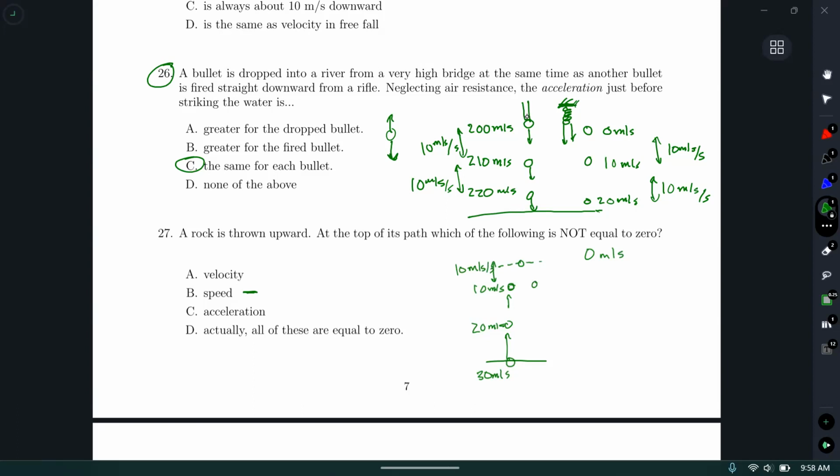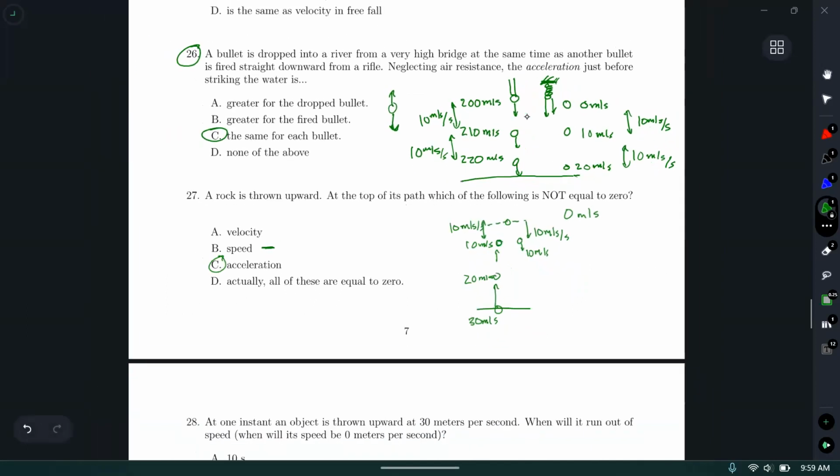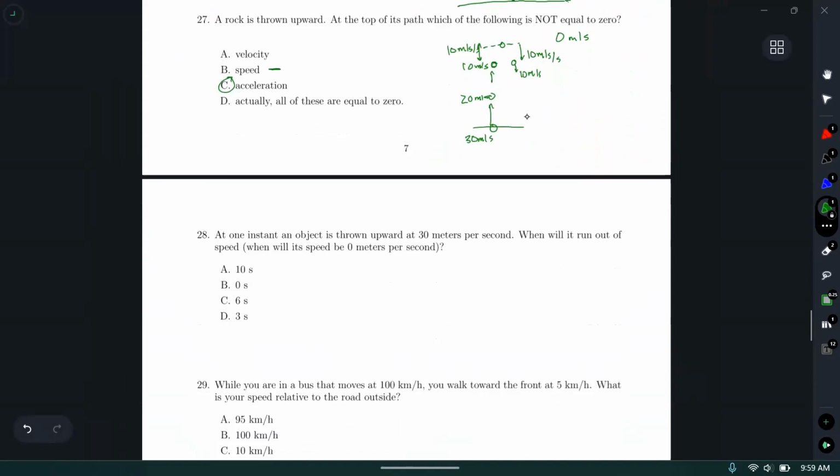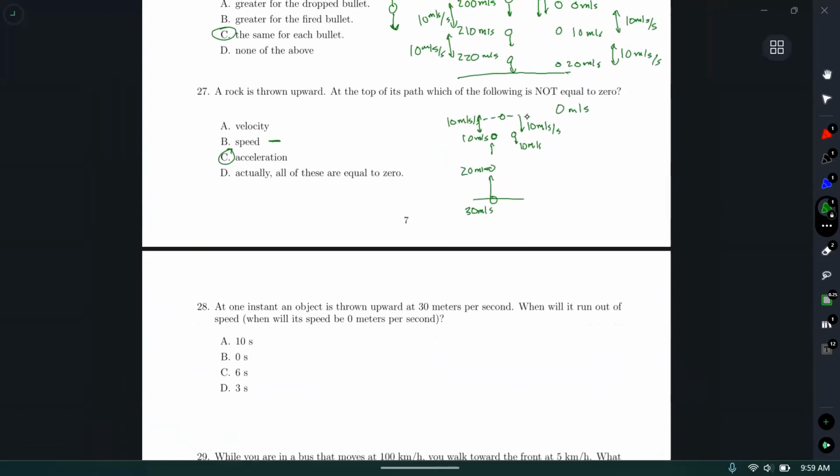And then as it falls back down, it is now going to be going 10 meters per second the other way. That's still a change of 10 meters per second happening, even at the top of the path. So the acceleration is never 0. It's always 10 or 9.8 meters per second per second. And that would mean it's the one thing that is not equal to 0. That one is hard. At every level of physics, a lot of people mix things up on that question because acceleration is not as intuitive a concept as velocity or speed.